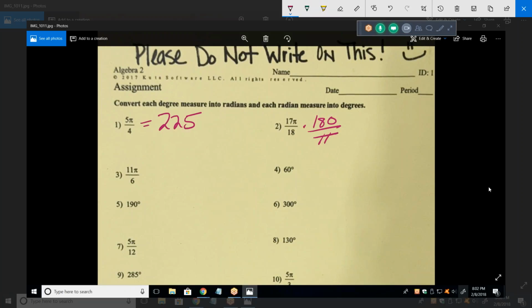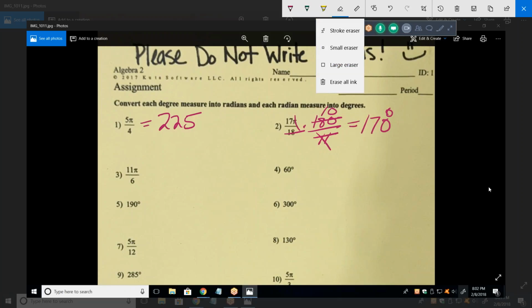Now, notice the pi's cancel. That goes to that, and you get 170. But I'll bet you this took me a little bit longer, particularly on the ones that have the denominators 4, 6, or 3. Even 12 isn't hard to figure out what pi over 12 should be. So you've got your choice, okay?